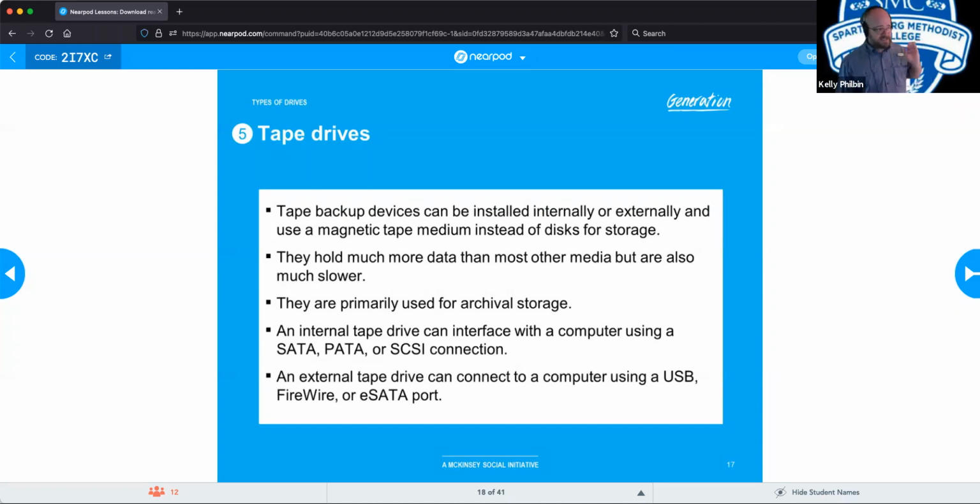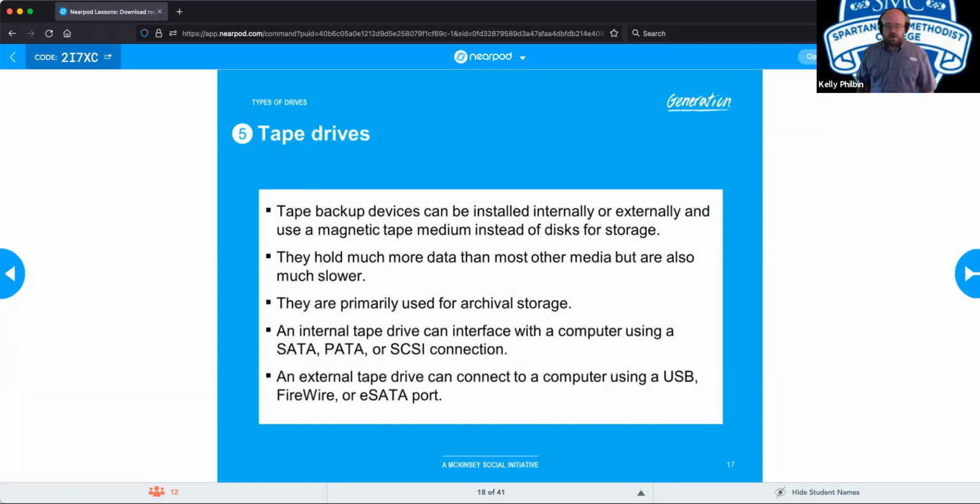They hold a ton of data, but they are also very, very slow in comparison to other modern iterations like flash drives and things like that. So if you work for a big multinational corporation and you're downloading all your accounting data for the last 2 years, you would put that on a tape drive and then put that into a physical secure location where it cannot be accessed.